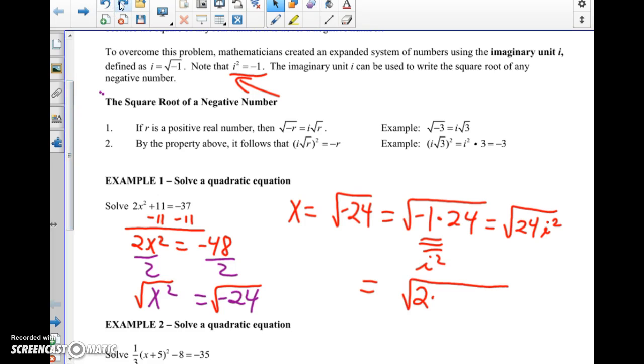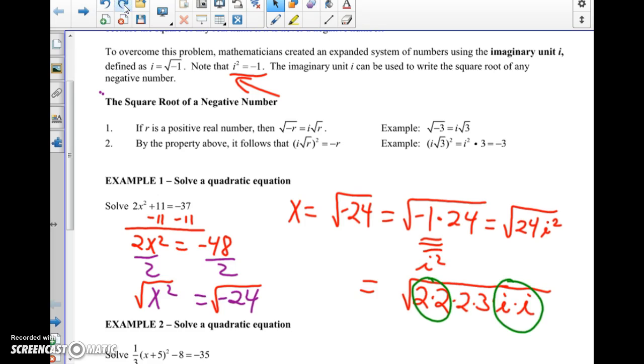Okay, what's 24 equal to? 2 times 12. What's 12? 2 times 6. What's 6? 2 times 3. So you're going to have 2 times 2 times 2 times 3 times i times i. i times i is i squared. There you go. Now what do you do? You circle your pairs. I've got a pair of 2's and a pair of i's.